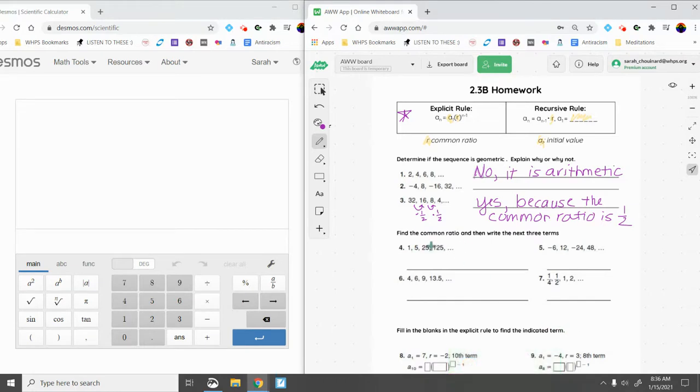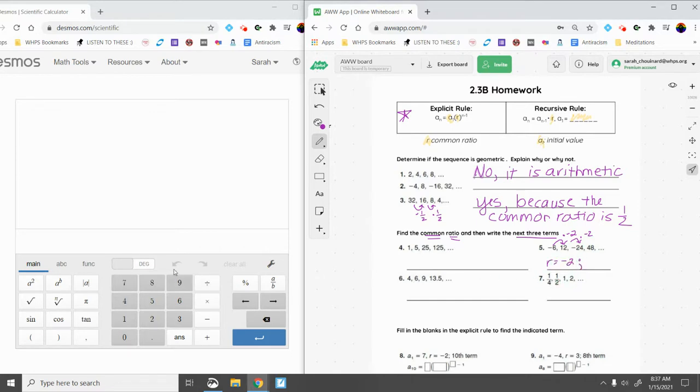So for the next one, they say find the common ratio and then write the next 3 terms. So for 5, I'm trying to see what is the pattern. How did I get from -6 to +12, then from +12 to -24, and then from -24 to +48? Anytime the sequence alternates, negative, positive, that means my ratio had to be negative. So I'm multiplying by -2 each time. So that tells me R is -2.